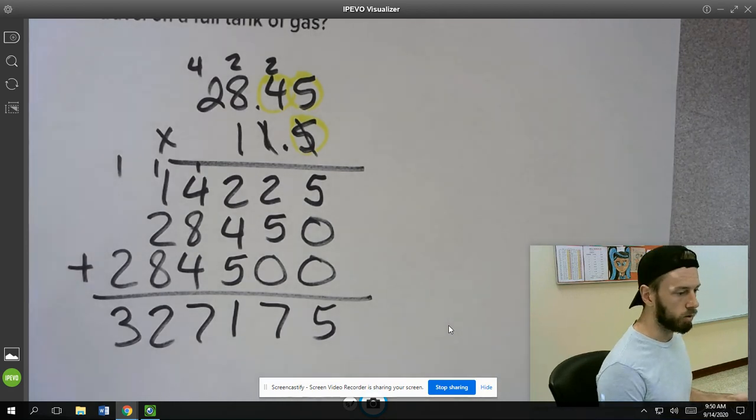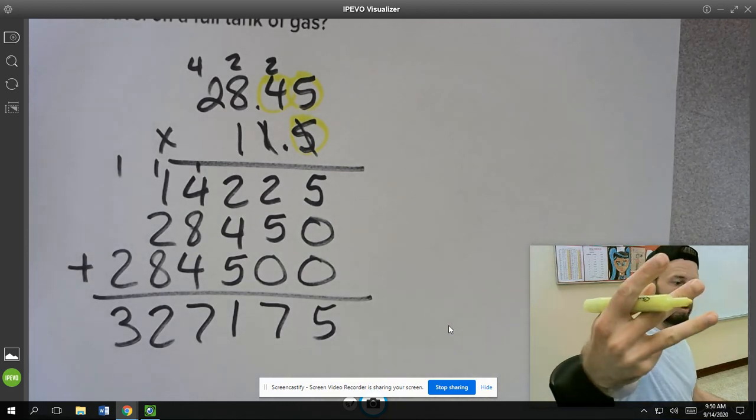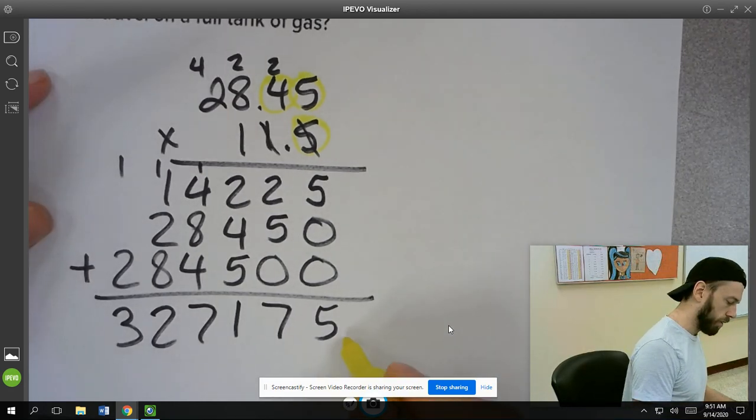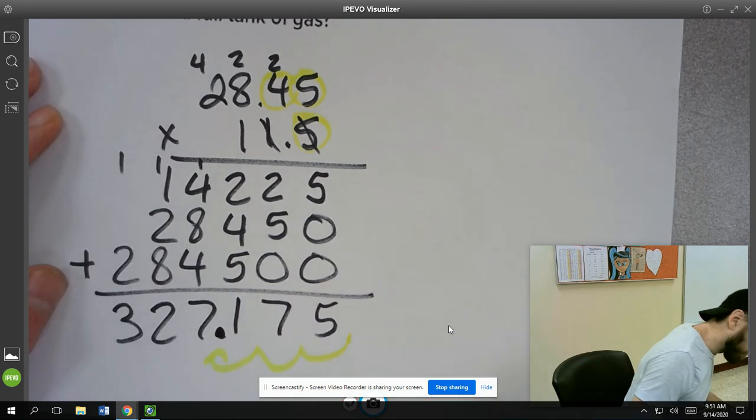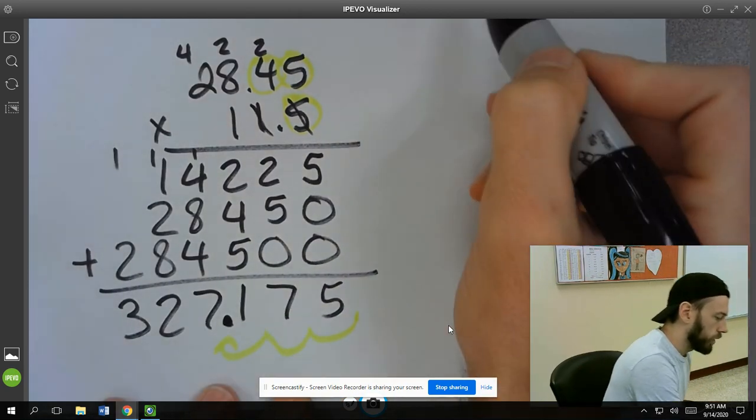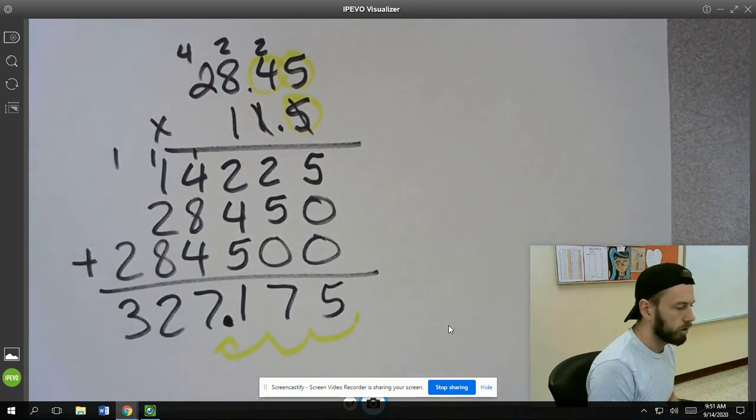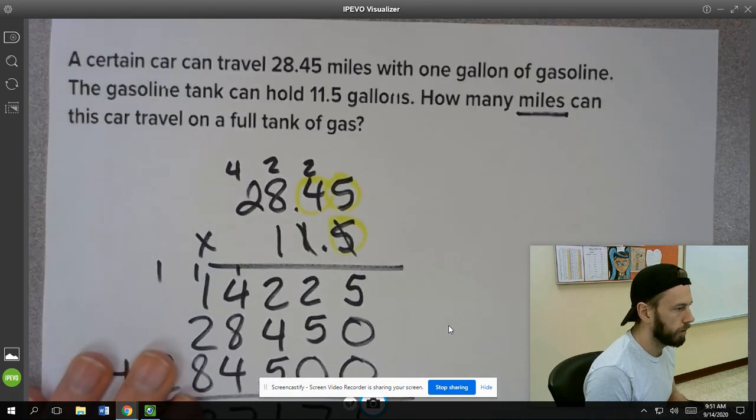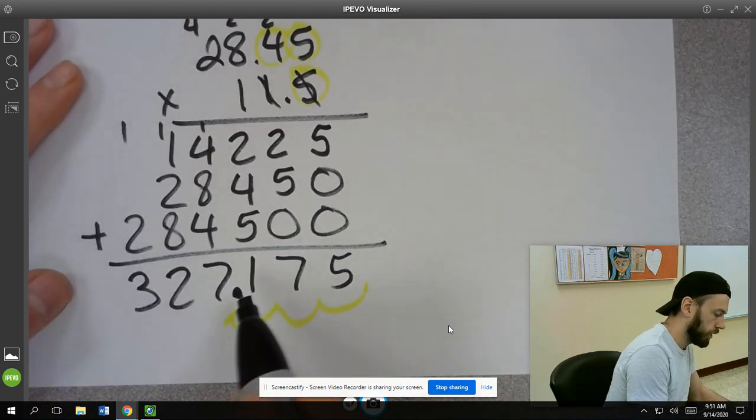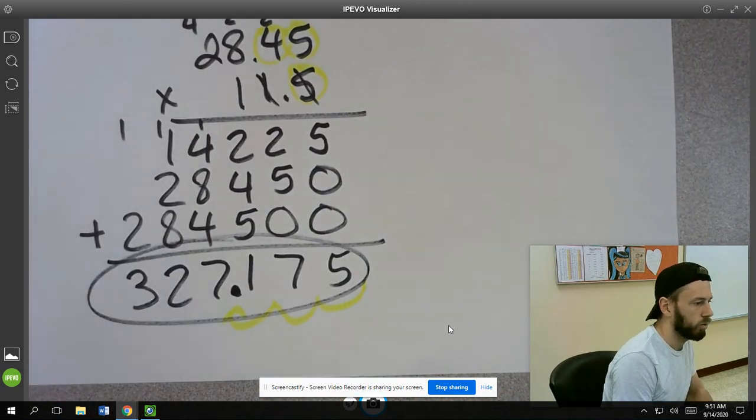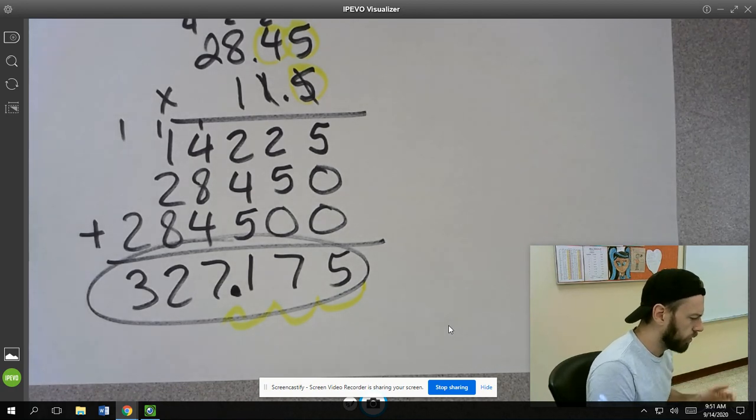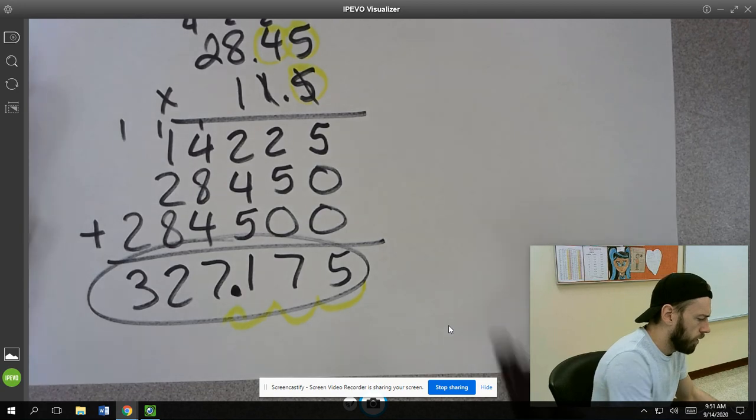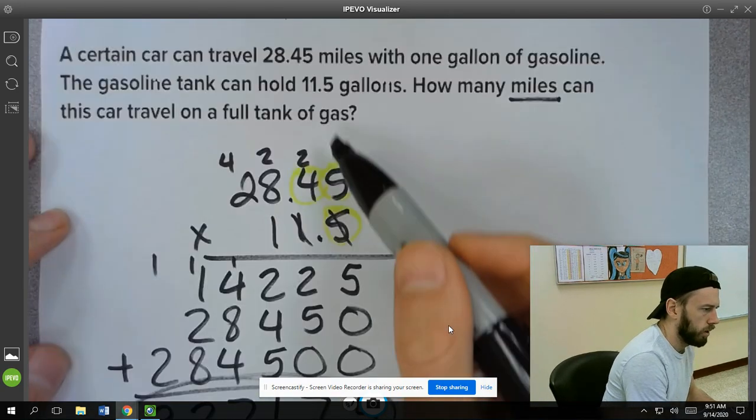Once we find that total of 3, that is the number that we count over from the end of our number. So we count over 1, 2, 3 decimal places. It looks like our decimal place goes right here. And to answer the question, it says how many miles can this car travel on a full tank of gas? How many miles? This would be the answer, right? 327 miles.